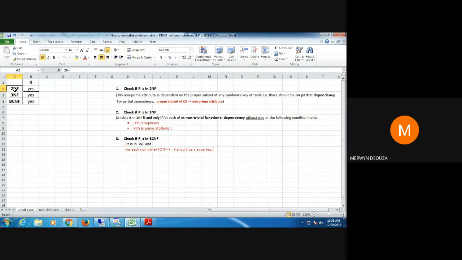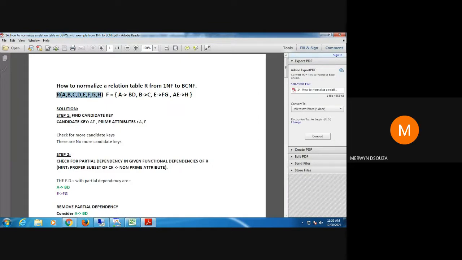Before we start checking from second normal form, we need to find out the candidate keys, the prime attributes and the non-prime attributes of R. Using all those methods that I've previously discussed and taught you, you need to find the candidate key and prime attributes for R. Once you find a candidate key, you need to check whether there are more candidate keys. You can solve this in your books. So find the candidate key for R.